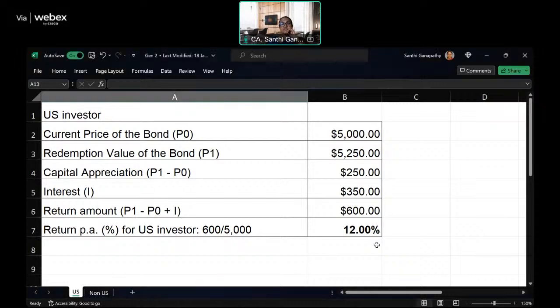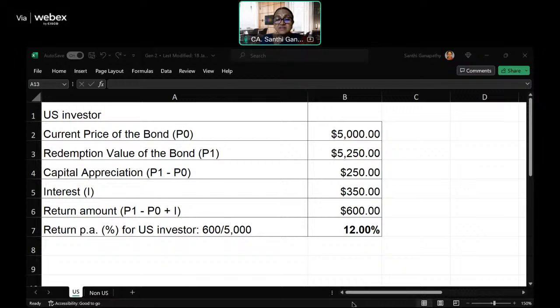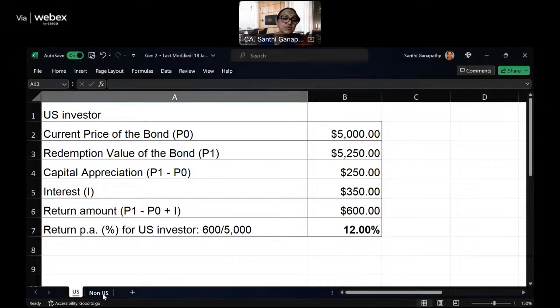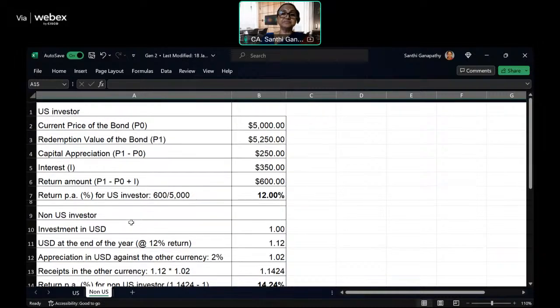Therefore, maybe they are talking about a US investor, isn't it? US investor means 12%. But because the appreciation or depreciation of the dollar is given, it means the appreciation or depreciation can be only relative to some other currency, which means some other currency is involved. Therefore, we have to look at it from a non-US investor's point of view. What is the position?